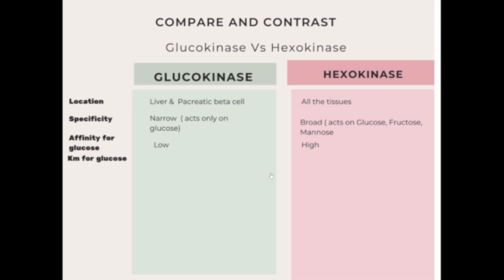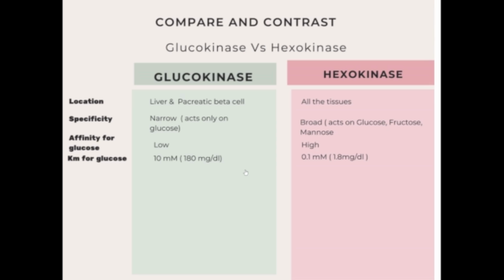so it can bind with the glucose even at low concentration and facilitate the production of ATP. The next difference is Km for the glucose. Glucokinase has a high Km value because it has a low affinity. Km for the glucose is around 10 millimolar, which is around 180 milligram per deciliter. So only when the glucose level is very high will the glucokinase work, while hexokinase has a low Km value, so it can bind even at a low concentration of glucose like 1.8 milligram per deciliter.